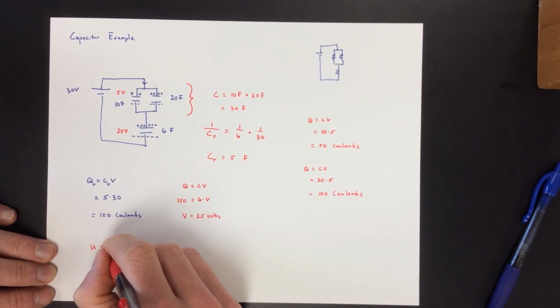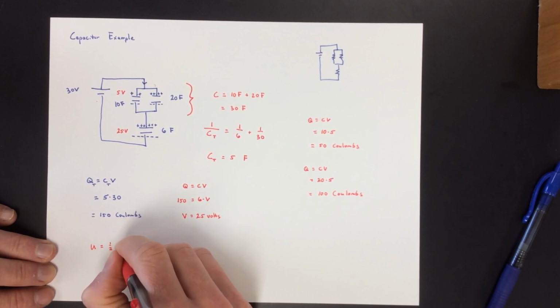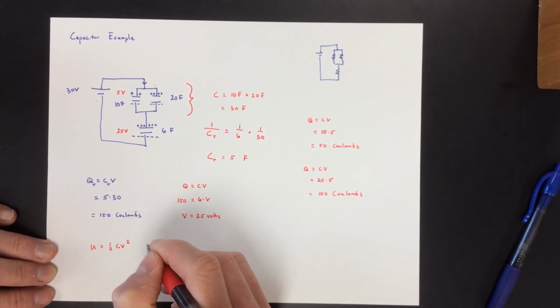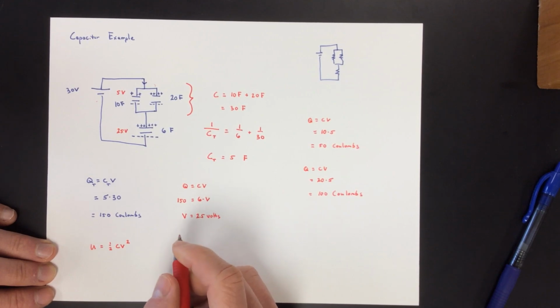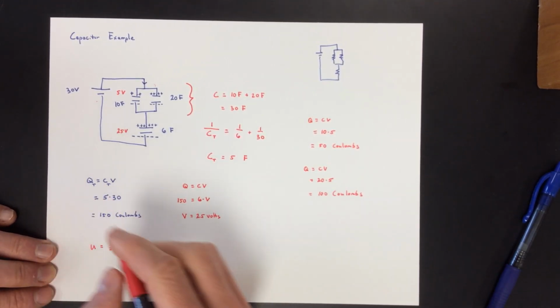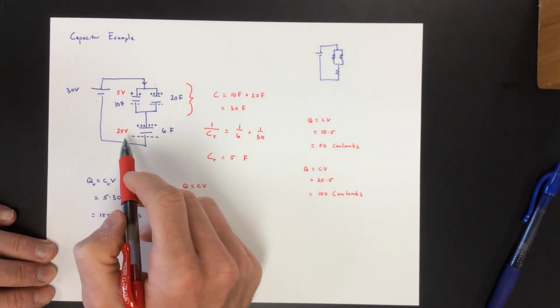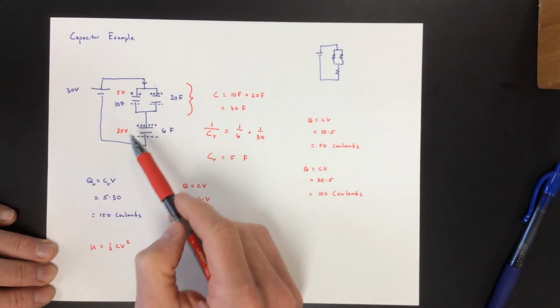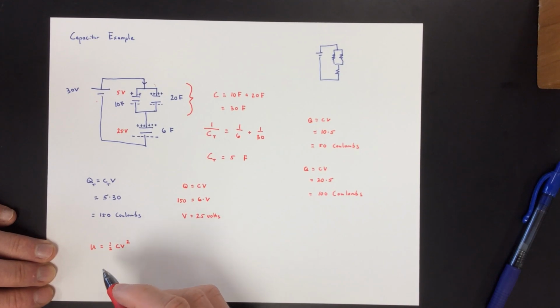The energy stored is 1/2 CV squared, or you can do a variety of other formulas, and you could look at all of those things. You could show that the total energy stored in the system is the energy of this plus this plus this, or you can just do the total.